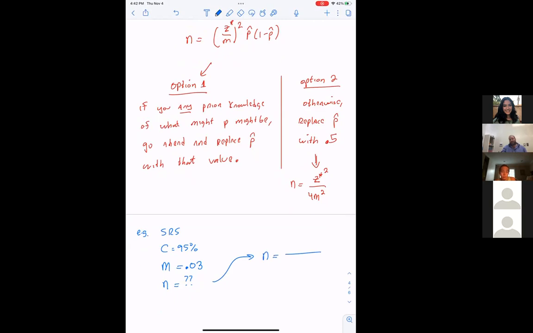Do we have any prior knowledge in this problem of what P might be from previous studies? No, so we're going to use option 2. What is our Z star? 1.96, which we're going to square over 4 times, what's our margin of error? 0.03. So we take out our calculator and we do the math. What do we get for our sample size? Oh, don't forget to square 0.03. We square the margin of error.